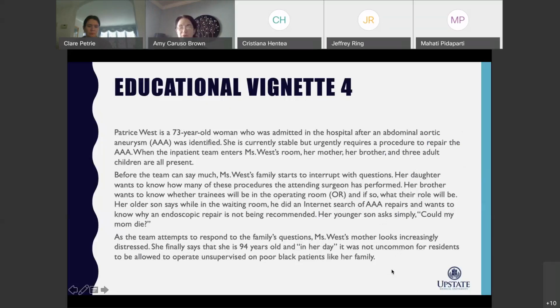One son says he did a search about AAA repairs and wants to know why endoscopic repair is not recommended, so why this technique and not that technique. Her younger son asks, could my mom die? And as the team tries to respond to all of these questions, her mom starts to look increasingly distressed. She finally says that she's 94, and in her day, it was not uncommon for residents to be allowed to operate unsupervised on poor Black patients like her family.